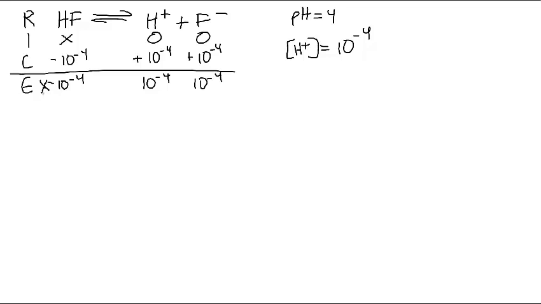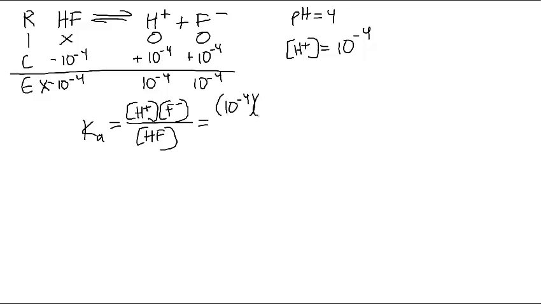So this would be just a different kind of question, one where we know the pH, but we don't know how much HF we had to dissolve. But we would set up the rice chart the same way. It's just now the variable is the initial concentration. And now we'd set up the equilibrium expression, which is Ka equals concentration of H plus times F minus over concentration of HF. And so that's 10 to the negative 4th times 10 to the negative 4th over X minus 10 to the negative 4th.